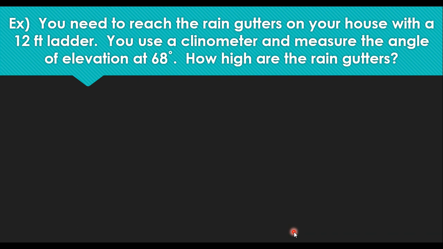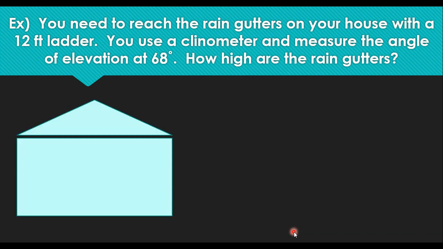A clinometer is a super cool tool that you can use to find out angles very precisely. And the ladder you're using is 12 feet. This essentially boils down to an angle of elevation or an angle of depression type problem from geometry or trig. So this one is obviously an angle of elevation since it says that wording in there. How high are the rain gutters? It always, always, always helps to draw a picture when you're doing trig stuff.